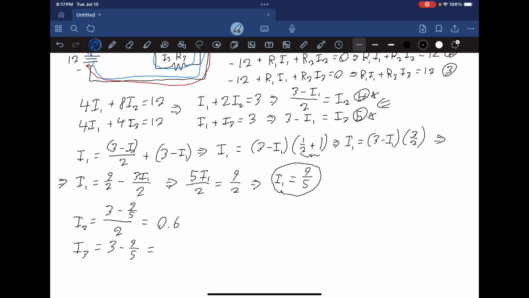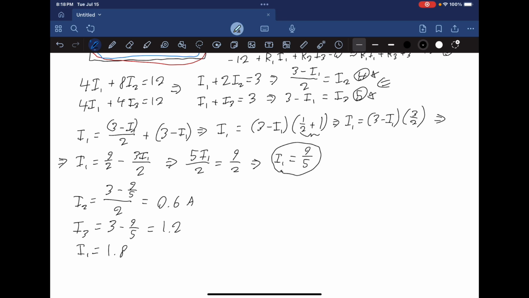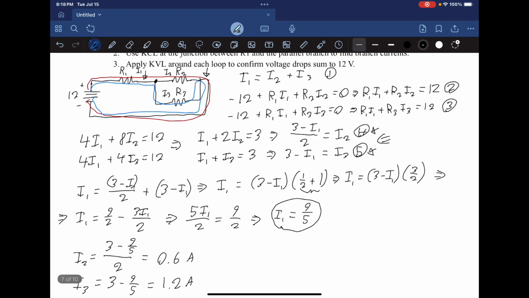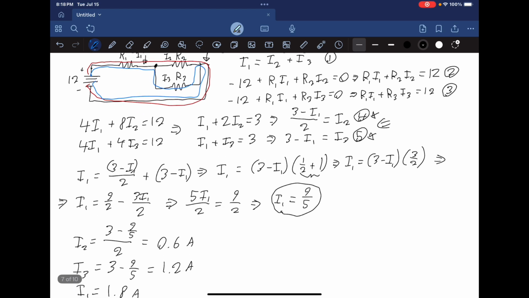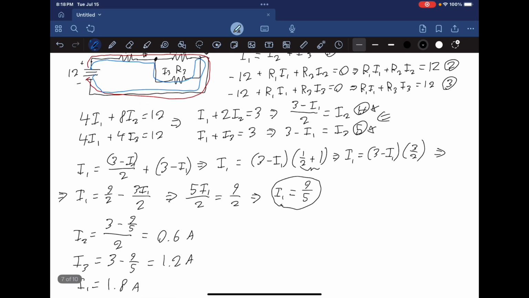And then I3 is just 3 minus 9/5, which is I1. This equals 1.2. And then 9 divided by 5 for our initial I1 equals 1.8. And all of these are in amps. So we have I1, I2, and I3. These are the currents that run through the respective resistors R1, R2, and R3, with I1 associated with R1, I3 associated with R3, I2 associated with R2.